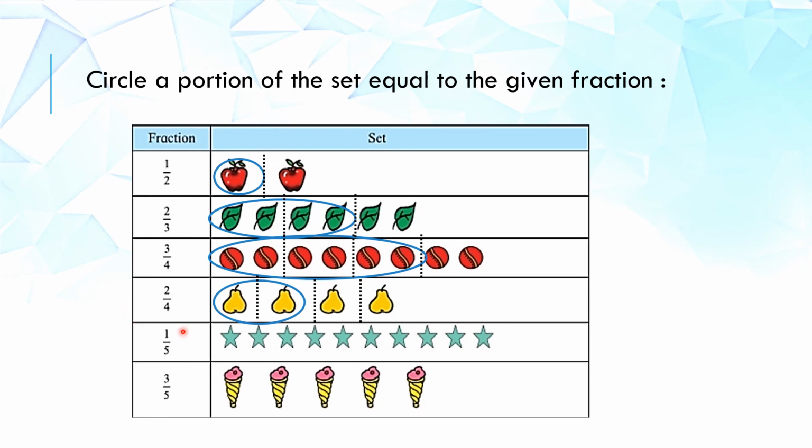Now 1/5. So here stars are given. First we will count how many stars are there. 1, 2, 3, 4, 5, 6, 7, 8, 9, 10. So 10 divided by 5, we will get the answer 2. So 2 stars in each part. And from these 5 parts, we have to circle only one part. So we will circle one part.